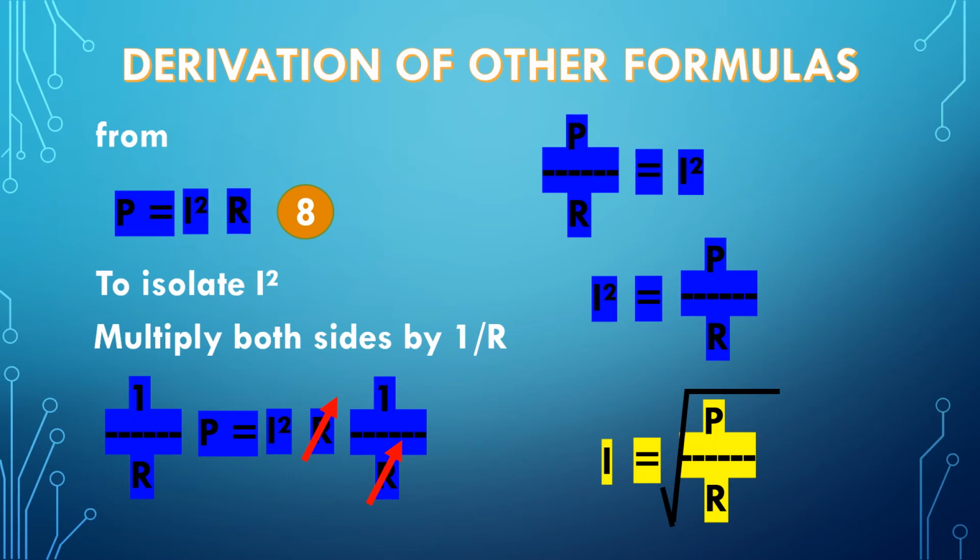So using the same rule, to remove the exponent 2, we apply by raising it to the exponent of 1/2. So it is now I is equals to square root of the complete term P over R. This is now our equation or formula number 10.